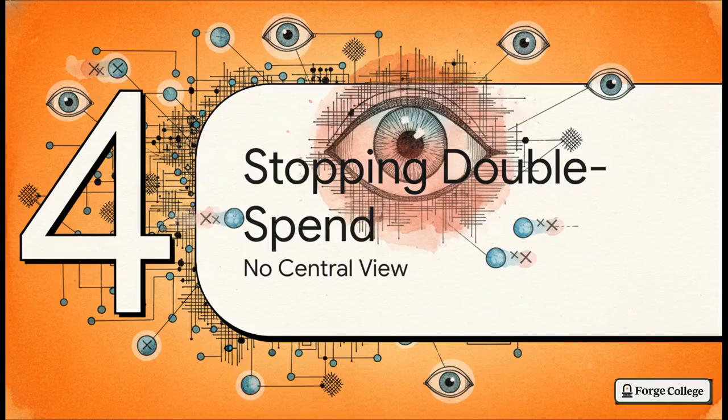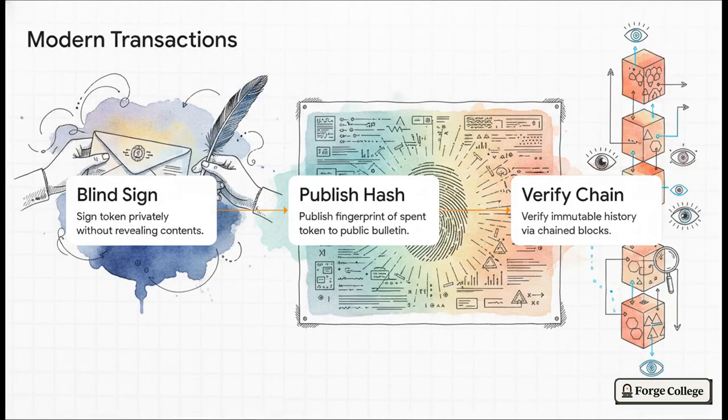Section 4. Stopping double spend. No central view. And this brilliantly illustrates how we solve the double spend without giving a central bank a global, creepy surveillance view of everything. Let's map out the exact step-by-step journey.